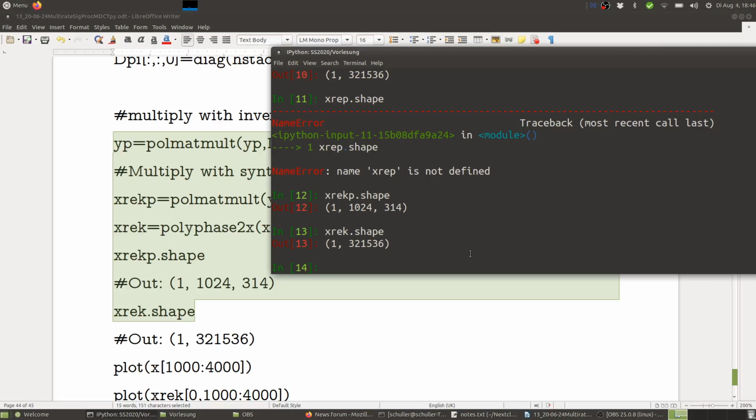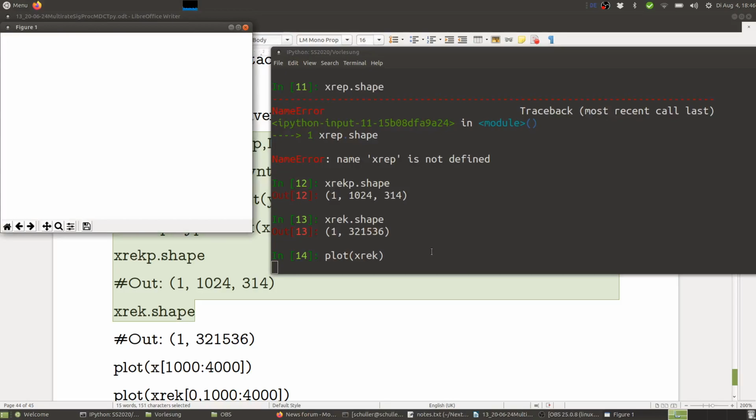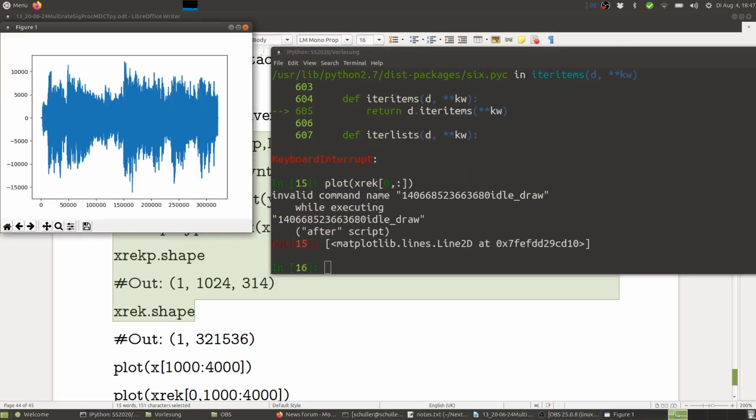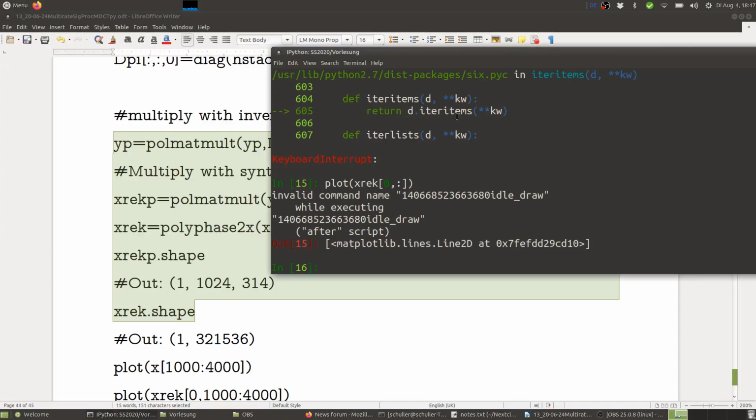Now we can plot the signal, plot xrec, the reconstruction, and you see again it's not working because it has 2 dimensions, which plot doesn't really like. So I need to specify the first dimension, index 0, because plot otherwise plots it as many plots.